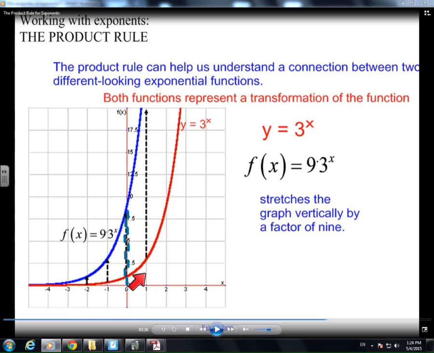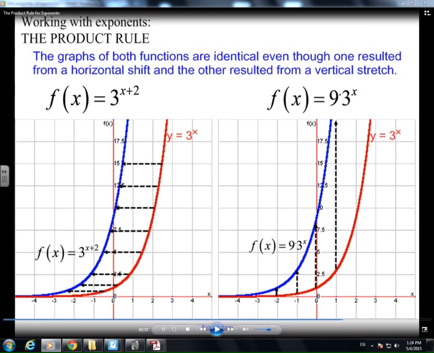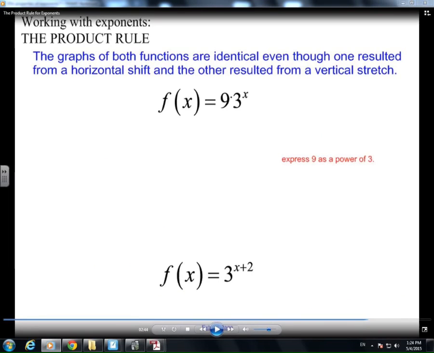Even here, there's a little bit of a length. 9 times that length is going to be way up off the graph. So you can see the 9 causes a vertical stretch of y equals 3 to the x. Put the graphs side by side, we see a vertical stretch by a factor of 9 is the same as a shift to the left 2. How is it possible that we could stretch 9 and get the same result as if we shifted left 2? The key lies in the product rule.